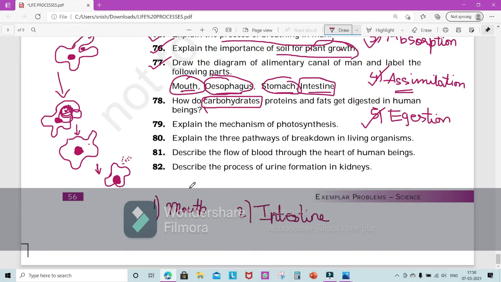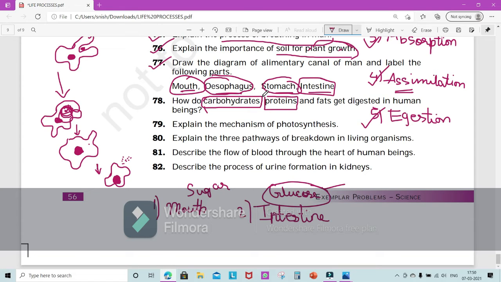And in the mouth, it's with the help of salivary amylase, which converts the starch or the carbohydrates firstly into simple sugar. That simple sugar will be converted into glucose in the intestine, through the intestinal juices. I think it's clear. In the mouth, it's converted into simple sugar, and in the intestine, it's converted into glucose. So the final form of carbohydrates is glucose. Okay, this is done.